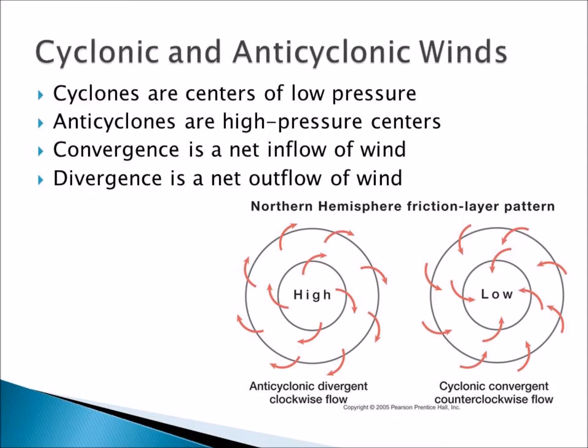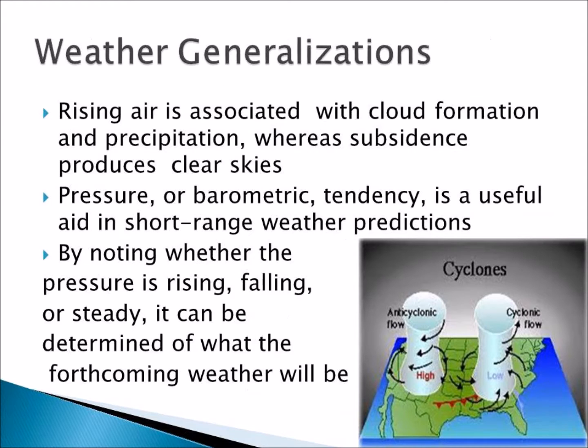Cyclonic and anticyclonic winds. Cyclones are centers of low pressure, while anticyclones are the opposite, so they are centers of high pressure. Now in the example here, we see an example for the northern hemisphere. Arrows can show wind blowing inward and counterclockwise around a low, and outward and clockwise around a high.